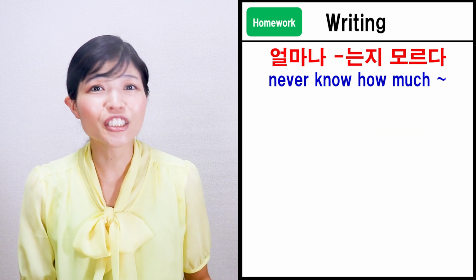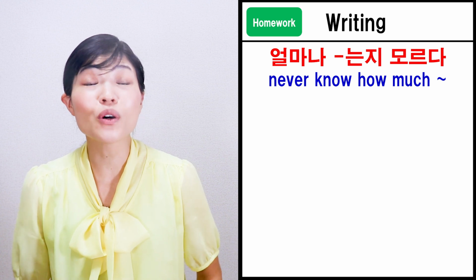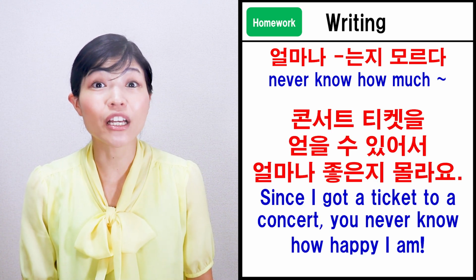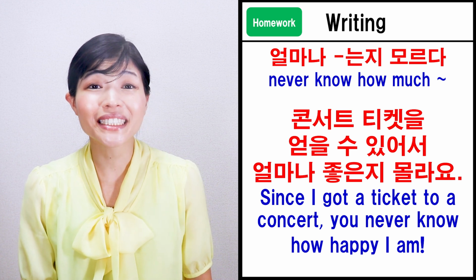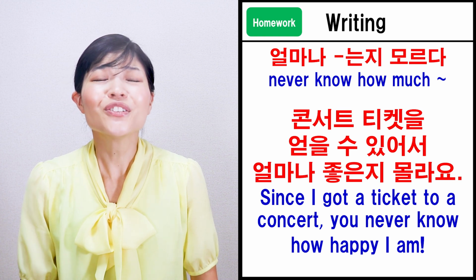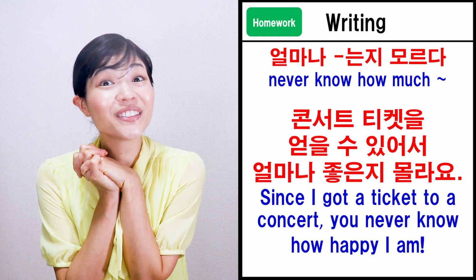For the second sentence, please use 얼마나 ~는지 모르다. Never know how much. For example, 콘서트 티켓을 얻을 수 있어서 얼마나 좋은지 몰라요. Since I got a ticket to a concert, you never know how happy I am. Oh, I wanna go to the concert too.